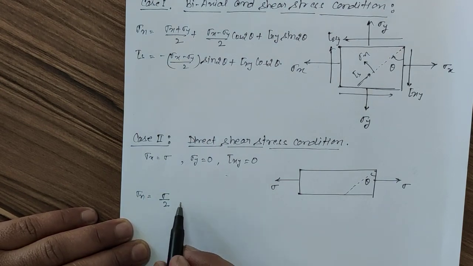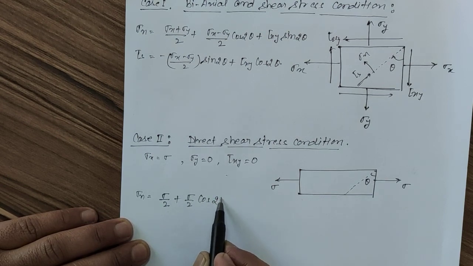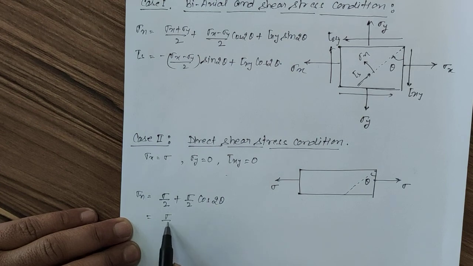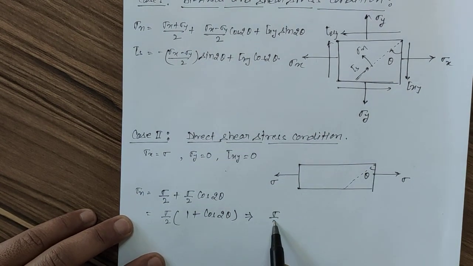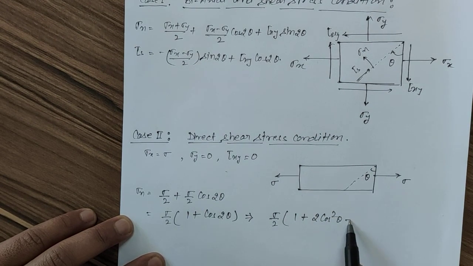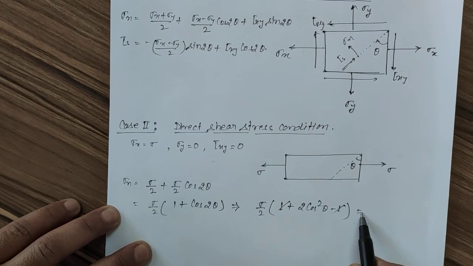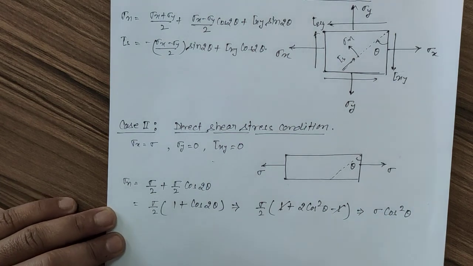Now we will get sigma by 2 plus sigma by 2 cos 2 theta, or we can write sigma by 2 (1 plus cos 2 theta), or sigma by 2 (1 plus 2 cos square theta minus 1). This 1 will cancel out, the 2 will cancel out, and we will get sigma cos square theta. Okay, so sigma n is equal to this one.